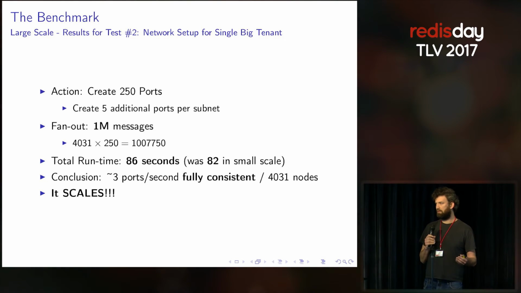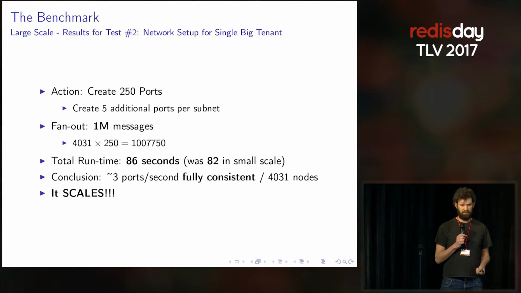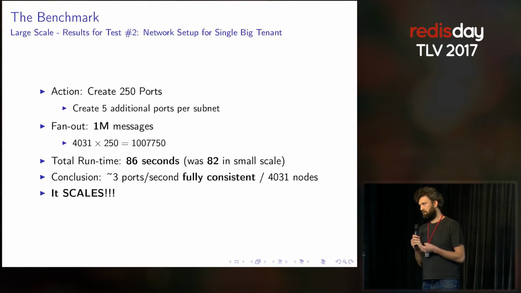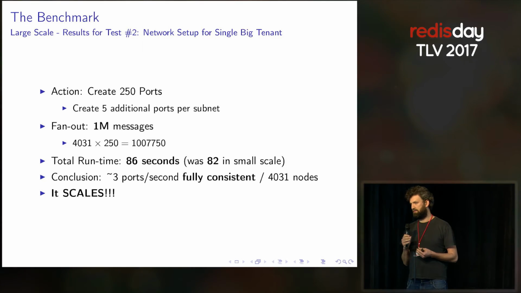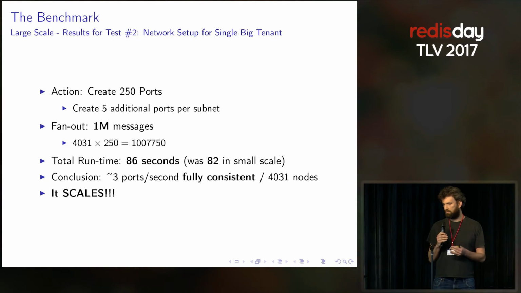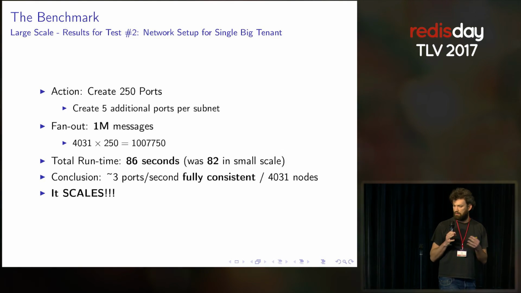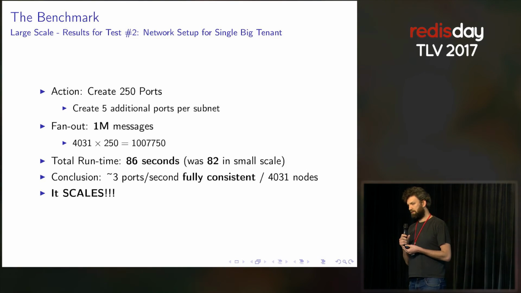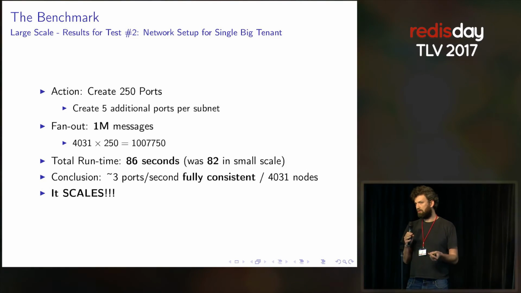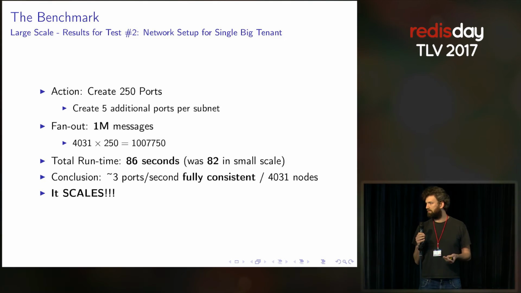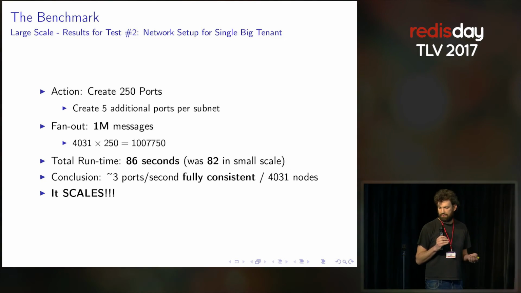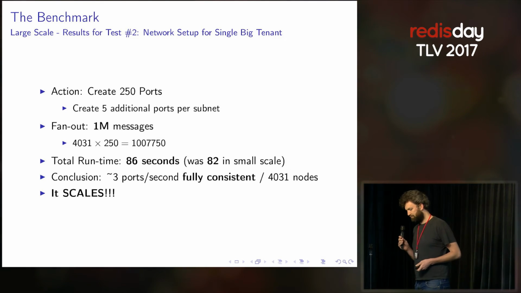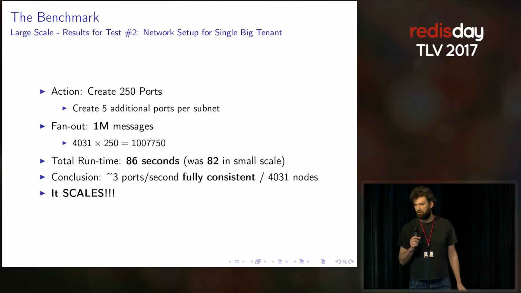And the third test is creating 250 ports, 5 ports per subnet. This means we had to send about 1 million messages through the system. That means that we use the Redis database to send about 1 million messages to 4,000 compute nodes, and we saw how long it takes the dust to settle in this environment. And again, it took about 86 seconds, which is about 5% more than what it took in the small scale.